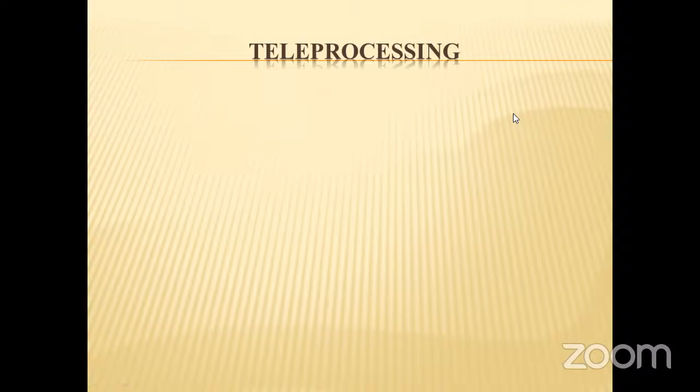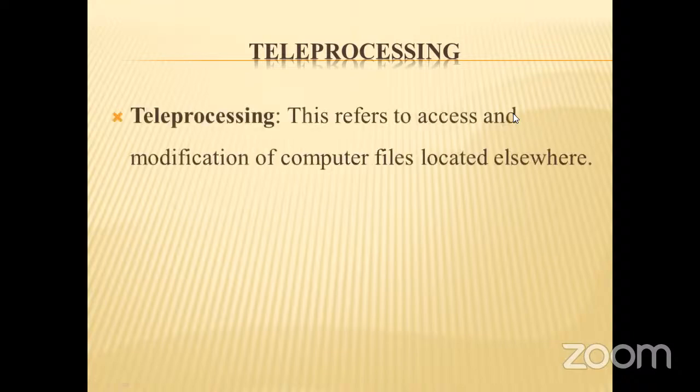When we talk about teleprocessing, it involves accessibility and modification of computer files that are located elsewhere. As we can see on our screen, it refers to access and modification of computer files located elsewhere. So teleprocessing involves that accessibility and modification. To modify something is to change it. You all know what computer files are. So the process of accessing and modifying those computer files that are located elsewhere is what we call teleprocessing.